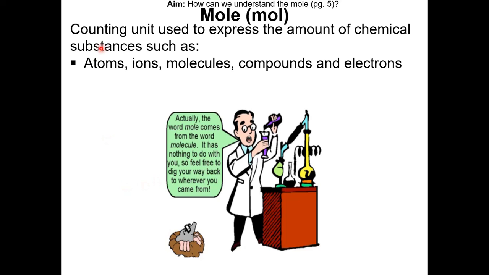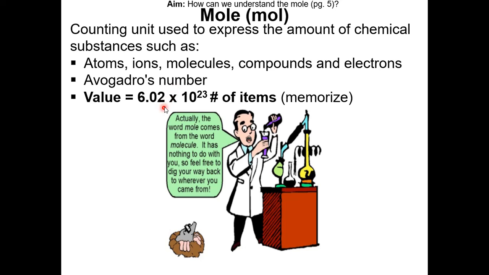So a mole is a counting unit used to express the amount of chemical substances, such as atoms, ions, molecules, compounds, and electrons. The mole is also known as Avogadro's number. The value of the mole is 6.02 times 10 to the 23rd. So you have to memorize this number for the regents.